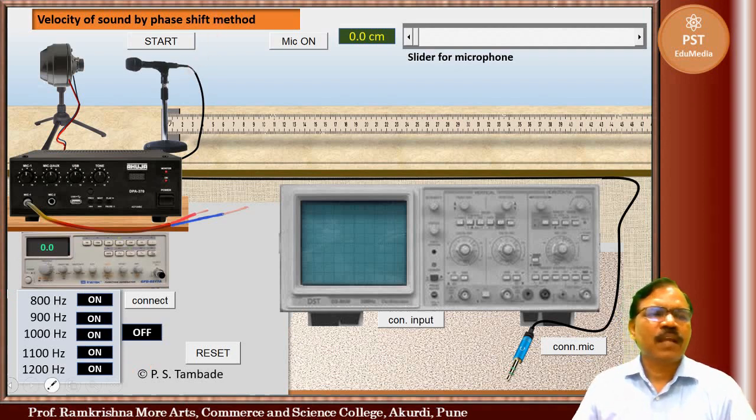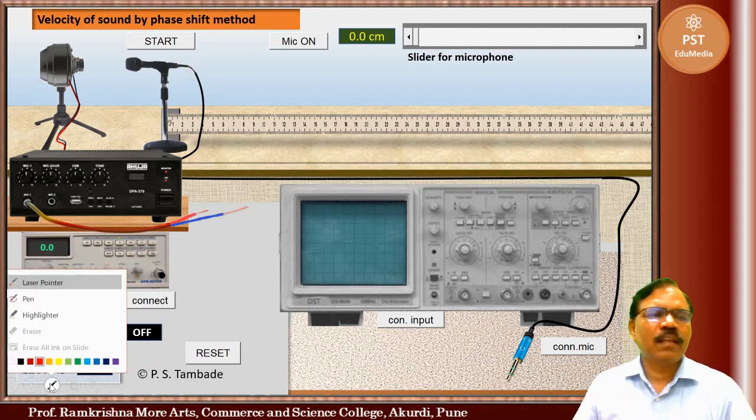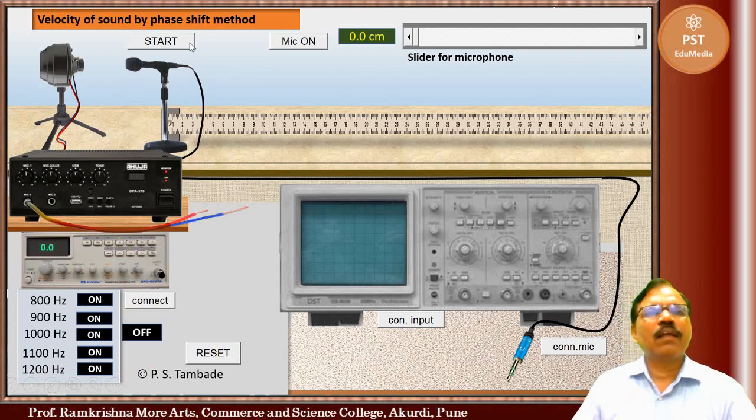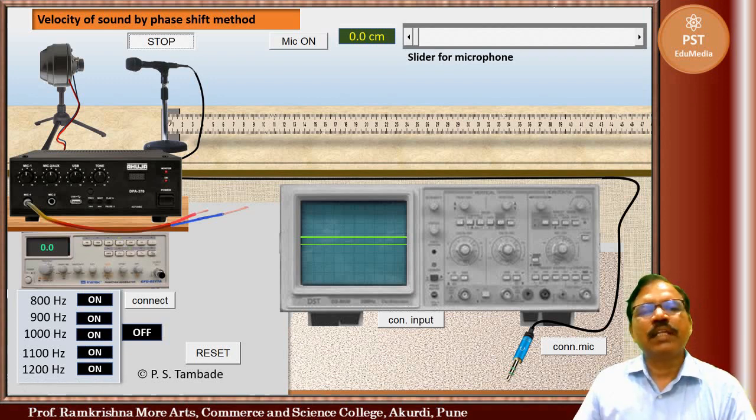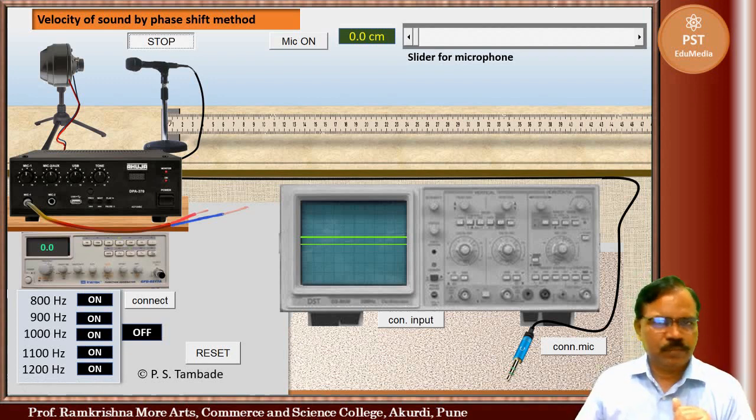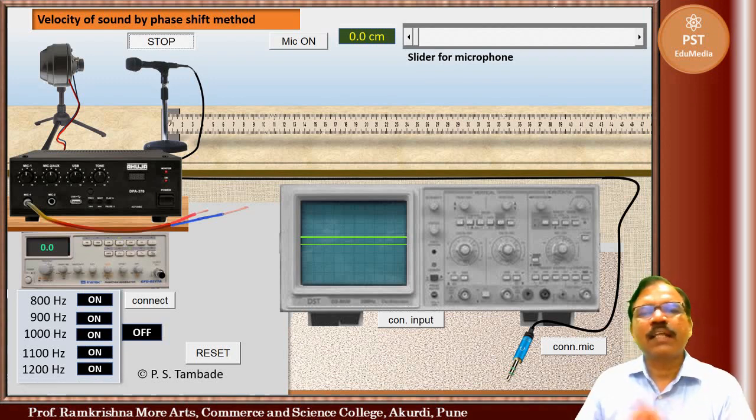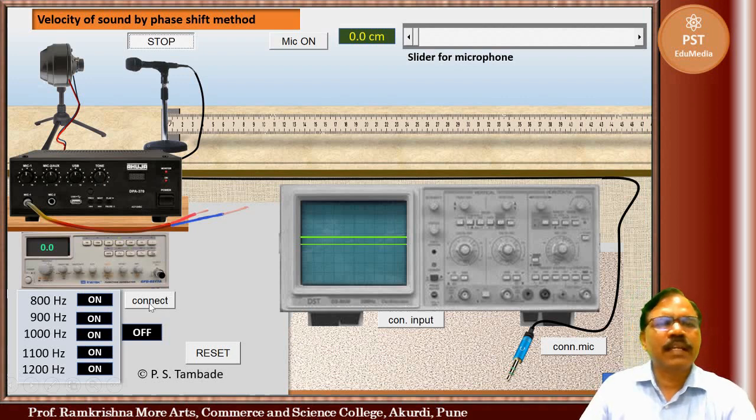So here I will click the start button. Now it is started. See on the CRO screen, you will get 2 lines. One is for the X channel, another is for the Y channel. Now first we will connect the signal generator to the amplifier. So the signal generator, here it is connected.